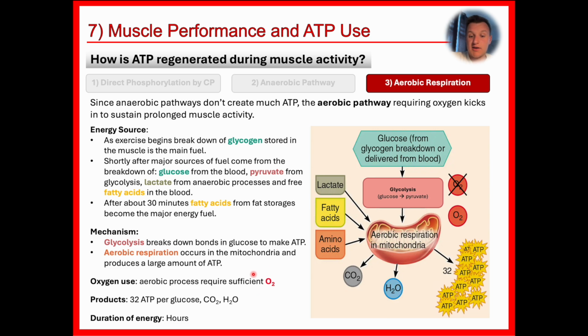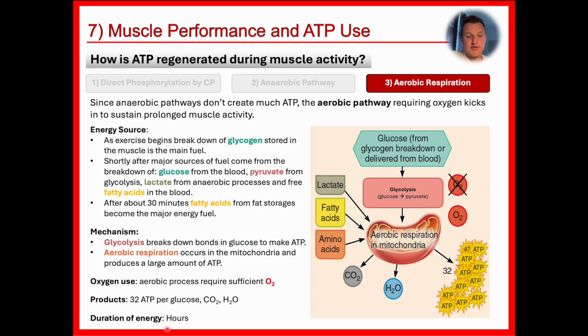This requires oxygen, however, which is why when we do physical activity, we start breathing heavier because our oxygen demands increase because we're using it a lot for this. And we produce 32 ATPs for every 1 glucose, right? It's different for fatty acids, but we don't need to worry about that. We also, though, in this process make a lot of CO2, which is why we start to exhale a lot more too, because we make this byproduct that we need to get rid of, and H2O.